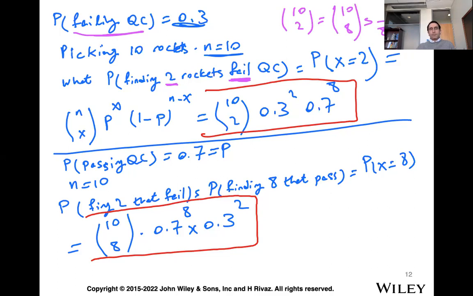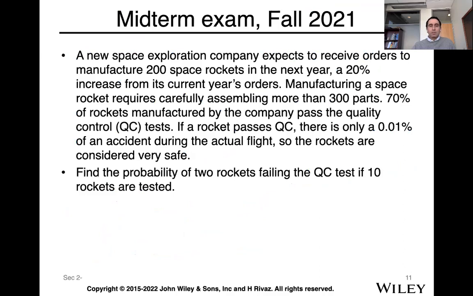I have a question, sir. So we don't use the 0.01% anymore? No. This question had multiple parts, right? So some of the other numbers are used in the following parts. But that was my mistake. The question says this is the probability of a rocket failing during an actual flight. The question wants the probability of failing QC, so this number is completely irrelevant. Okay, I see. Yeah, many numbers are irrelevant.